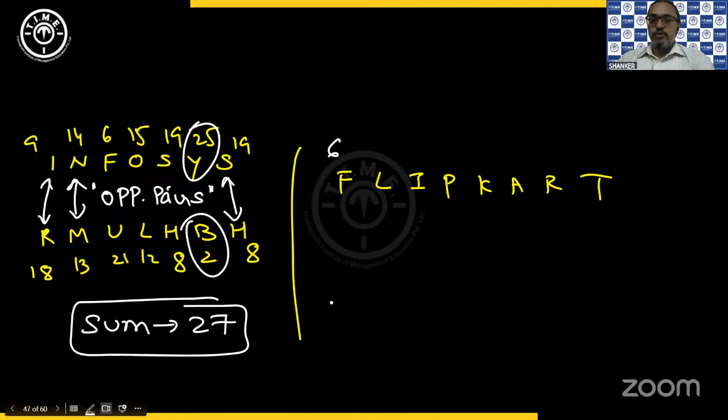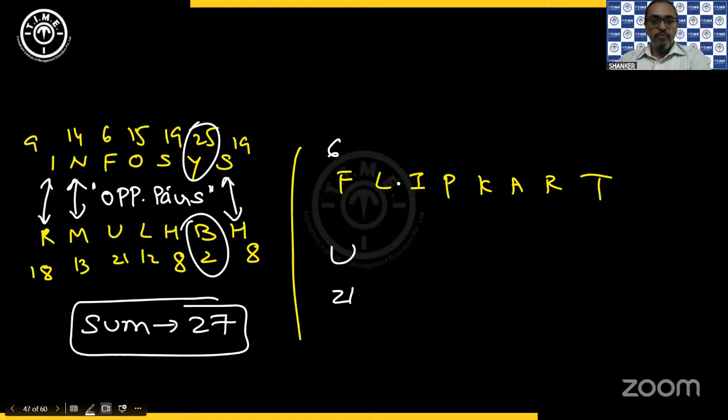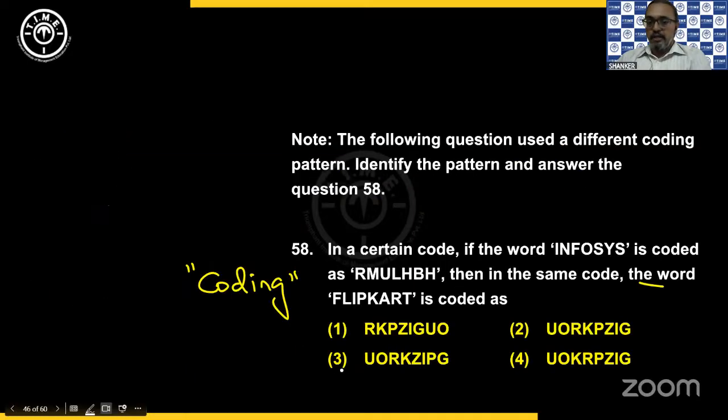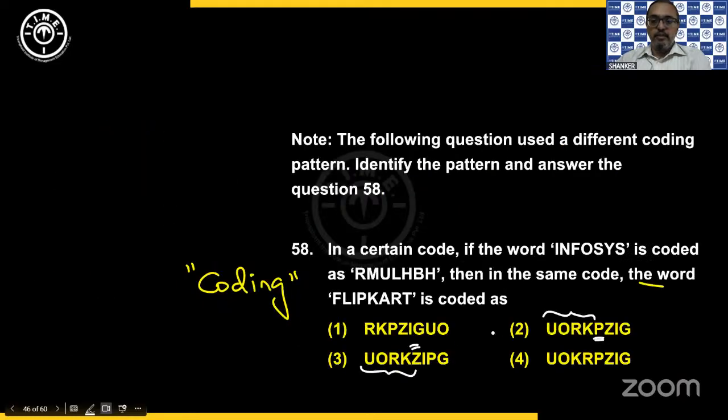So the same thing you do. So you have a 6, so this should be 21. It should start with a U. So there are three options: UORK, UORK, UKOR. Okay. So for L is 12, it is 15. O for 9, it is 18. R for 16, it is 11, K. So it is UORK. UORK is available in both the second and third options. The next alphabet will give me my answer. Correct? So what is the next alphabet? 11. That means 16, which is P, and that is available in the second option.